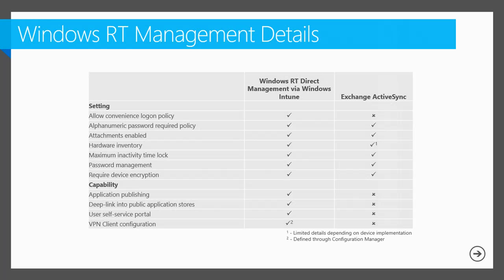There are different capabilities if you were to do just Exchange ActiveSync versus Windows Intune. Most of the capabilities are things like app publishing, the user self-service portal, VPN client push capabilities. Otherwise, the settings controls between Intune and Exchange ActiveSync are very similar.